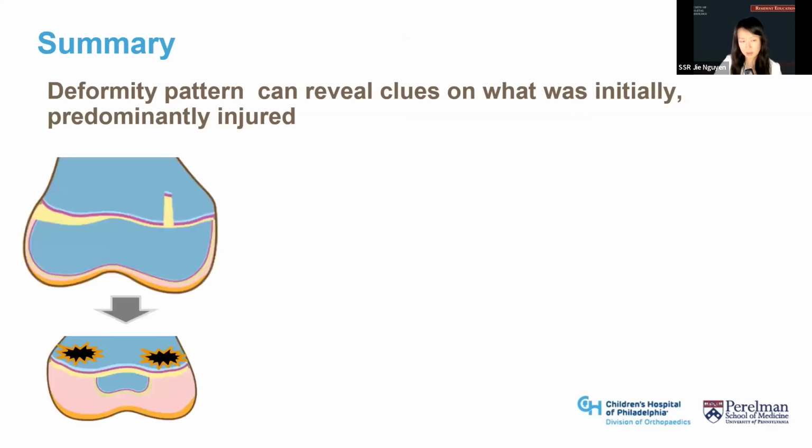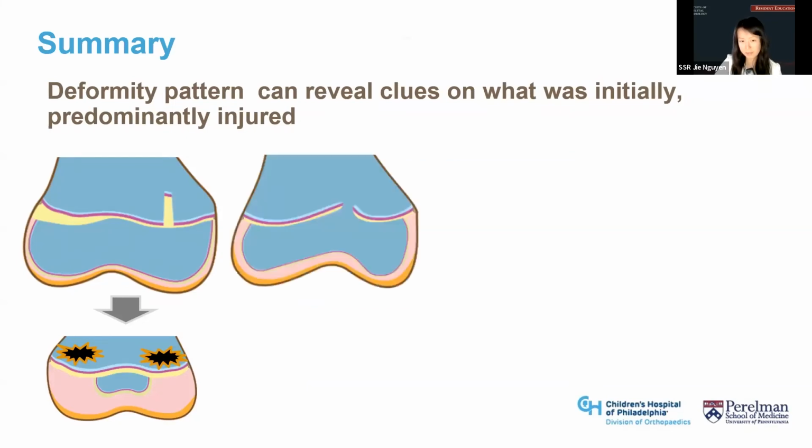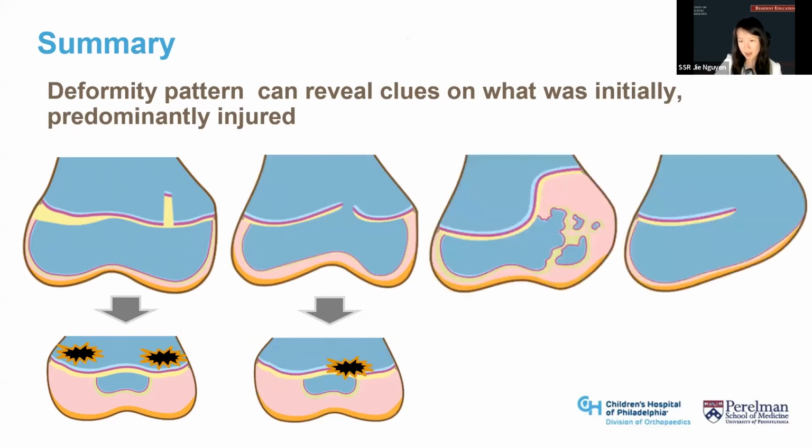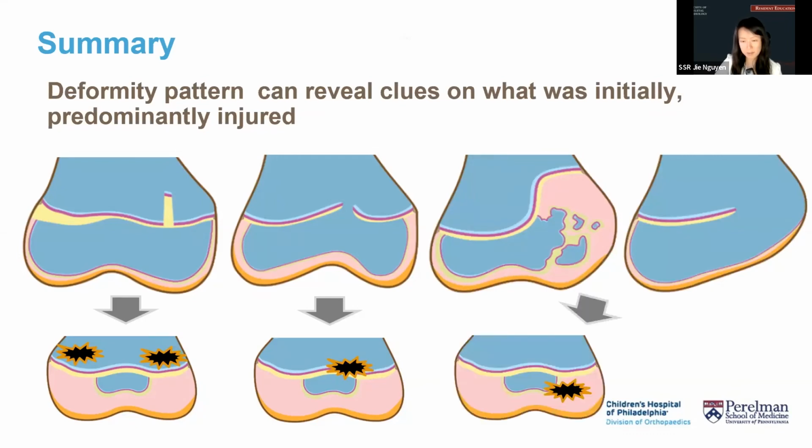Deformity pattern can reveal clues on what was initially predominantly injured. So we have this case where the thicker growth plate suggests it's a metaphyseal-based injury. The focal disruption, focal bar, suggests it's more of a direct injury to the physis. And then this receded growth plate is more suggestive of an epiphyseal injury.